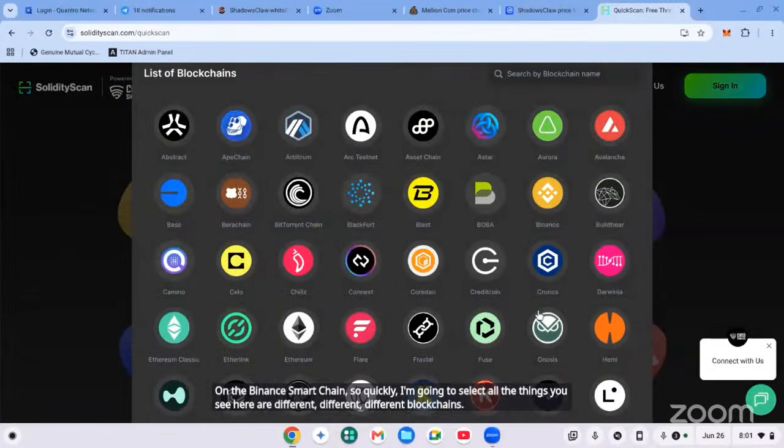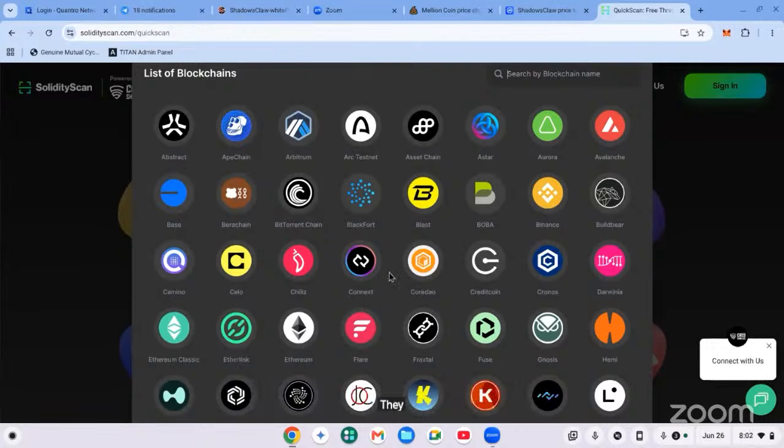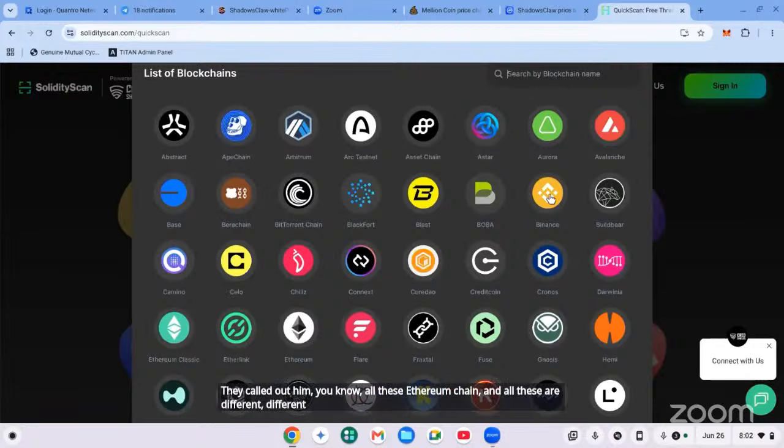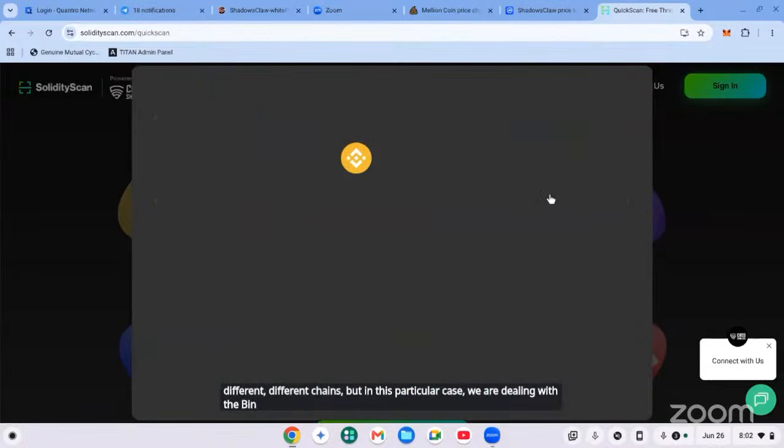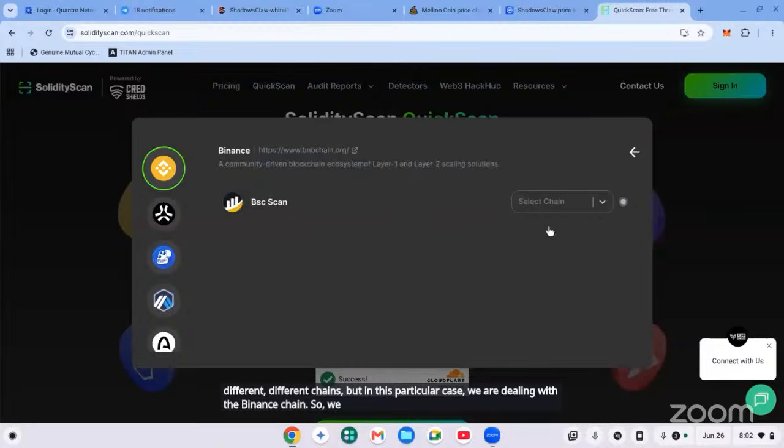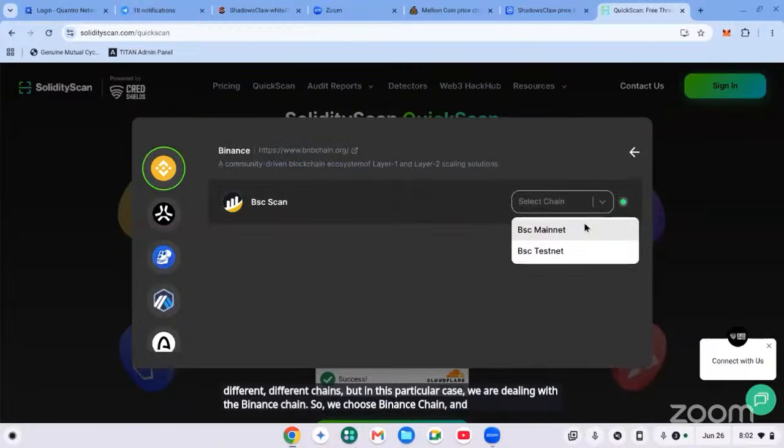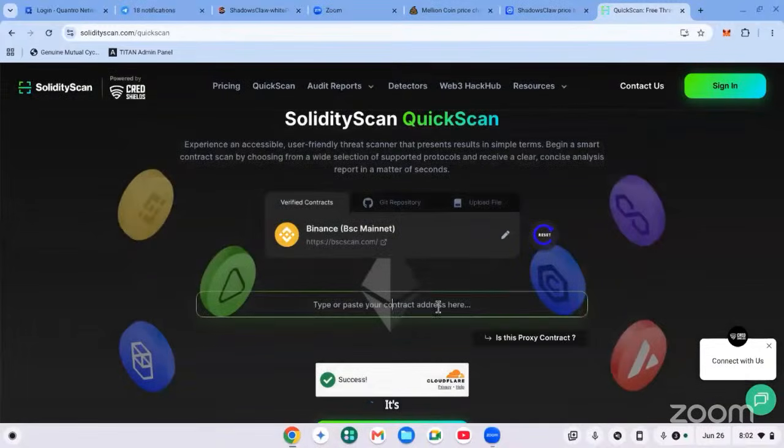For free education, blockchain is not just one thing. These are a list of different chains we have. So Binance chain, the Core DAO chain, all these Ethereum chains, and all these are different chains. But in this particular case, we are dealing with the Binance chain. So we choose Binance chain and then also indicate it's a mainnet project.